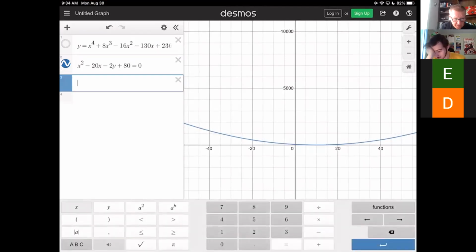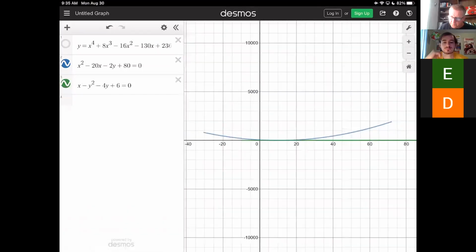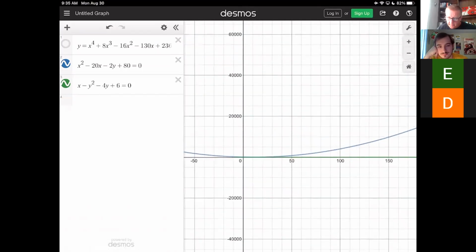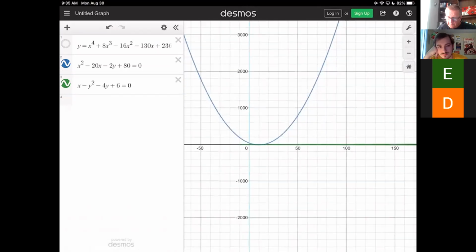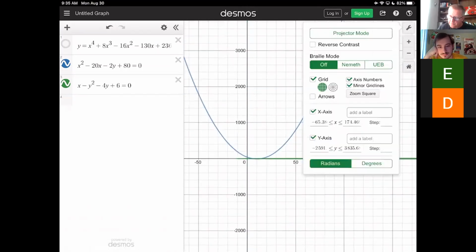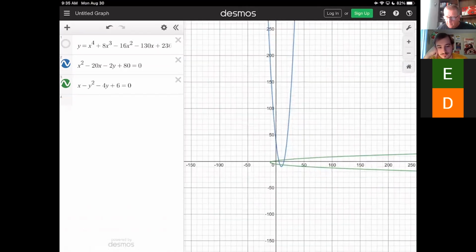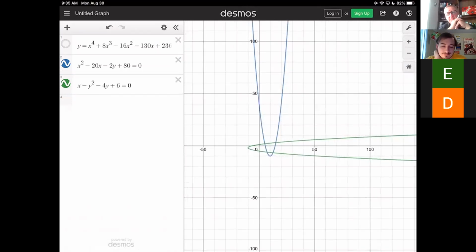And then the second one is x minus, I wonder if you can predict what this is going to look like. x minus y squared minus 4y plus 6 equals 0. What's going on with that one? Well, remember I messed up the scale of this thing. So I could actually go back and hit the little wrench and say zoom square, kind of fix it. There we go. You should not be surprised that's a sideways parabola.